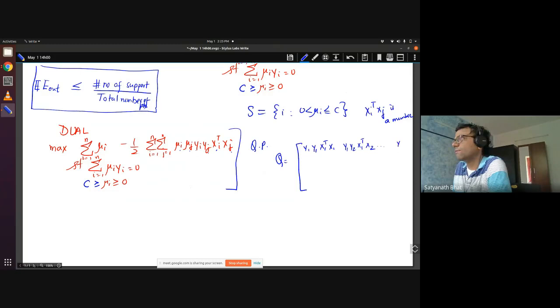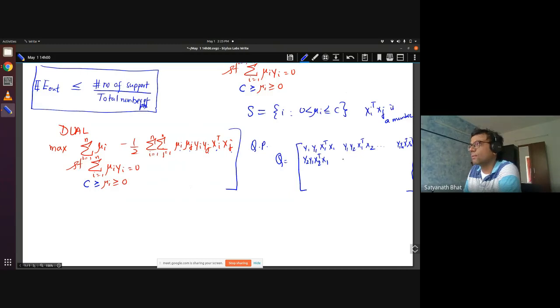So the final one will be y1 yn x1 transpose xn, and similarly you can do here y2 y1 x1 x2 transpose x1. So these values and these values, the mirror image of these points across the diagonal, are always going to be the same, because x1 transpose x2 is the same as x2 transpose x1, and y1 y2 are numbers. So like that I can write this.